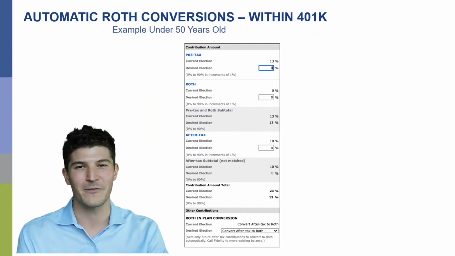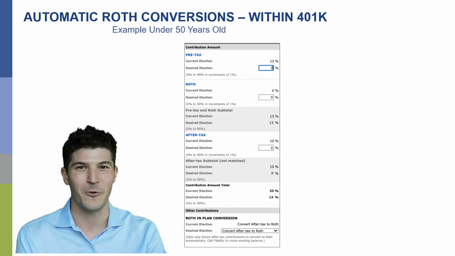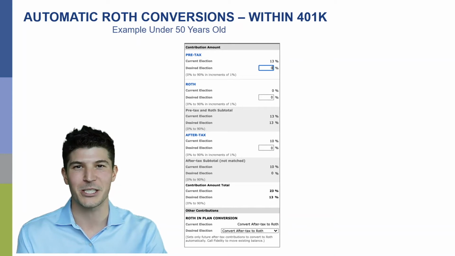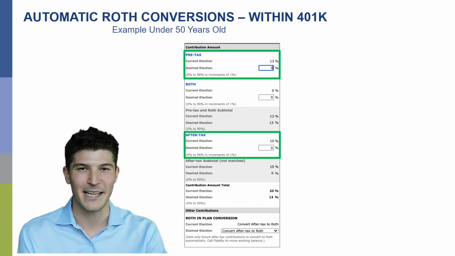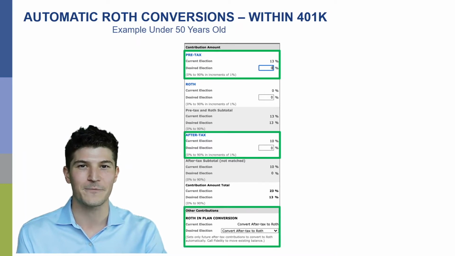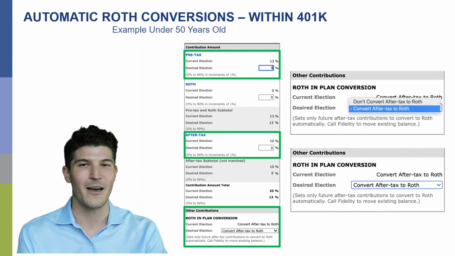So how do you go about converting these dollars to Roth within the 401k? It's a pretty straightforward, simple process. You log into Fidelity. If you go to the contribution election page, we can see pre-tax, we have the after-tax, and then at the very bottom, there's a drop-down. Under that drop-down, you can say, convert my dollars to Roth automatically.